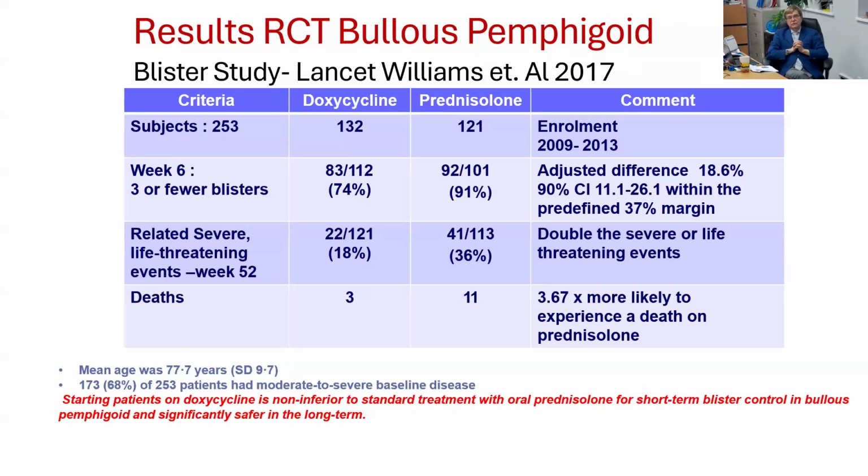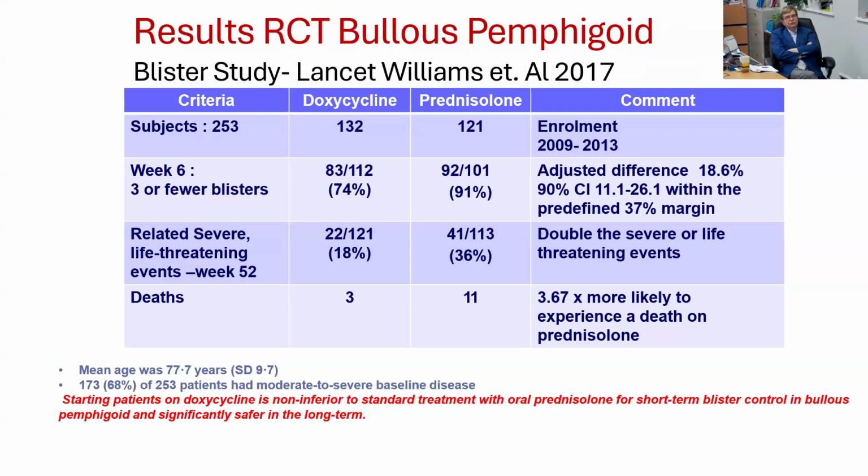18% in the doxy group, but 36% in the prednisolone group. And 11 patients on prednisone died, partially related to the treatment or the disease, where only 3 died in the doxycycline. So it's 3.6 times more likely to experience death on prednisolone.